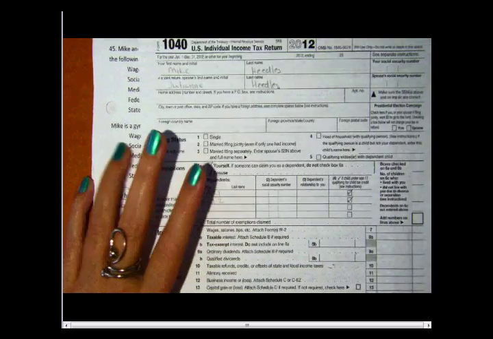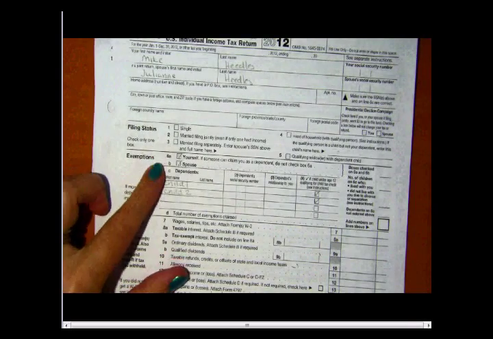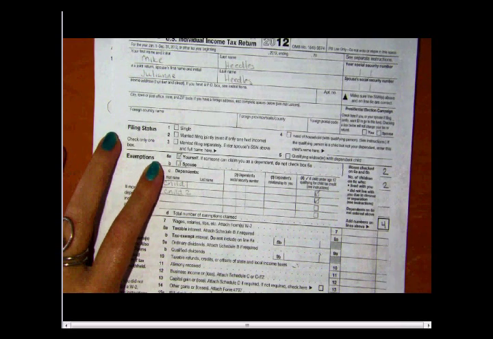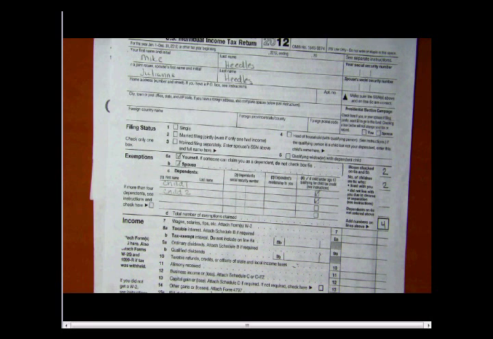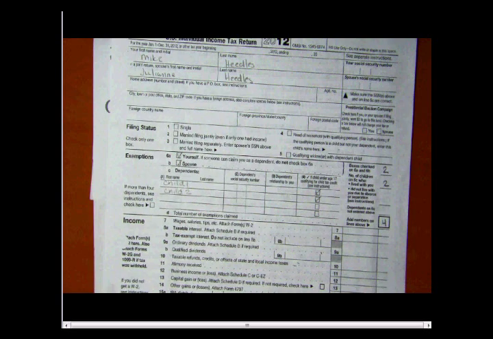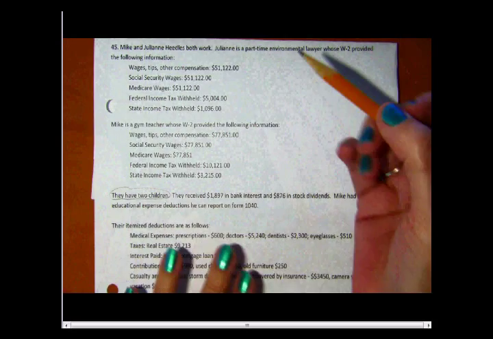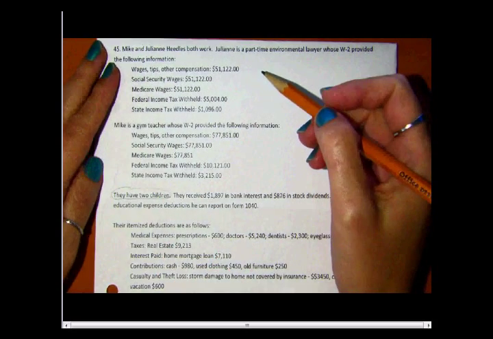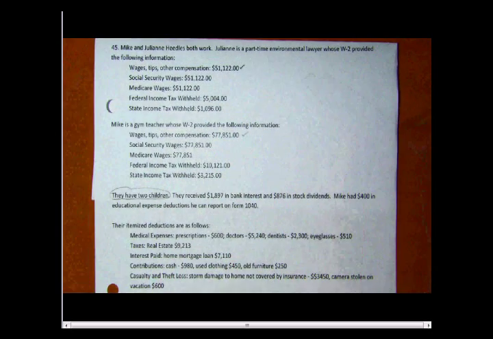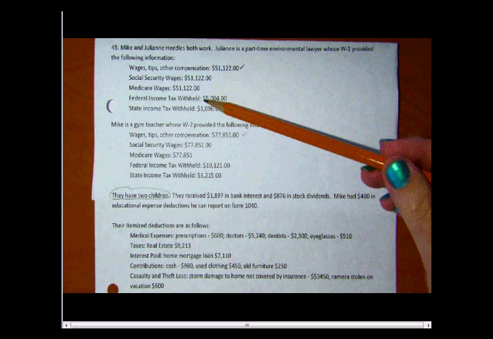So for their exemptions, they have themselves, so that's 2. And their 2 kids, so that should be 4. So far that part's okay? All right. Now we need to figure out their wages, salary, tips, etc. Okay. We have wages here and here.